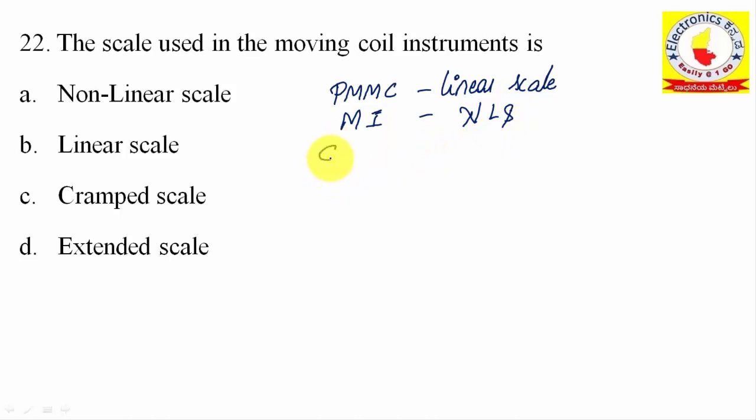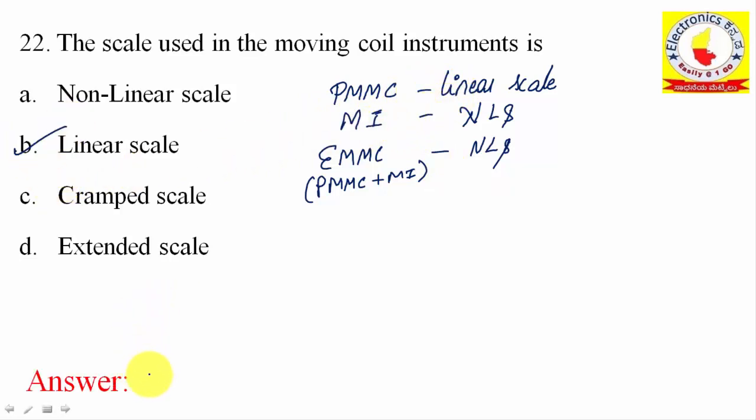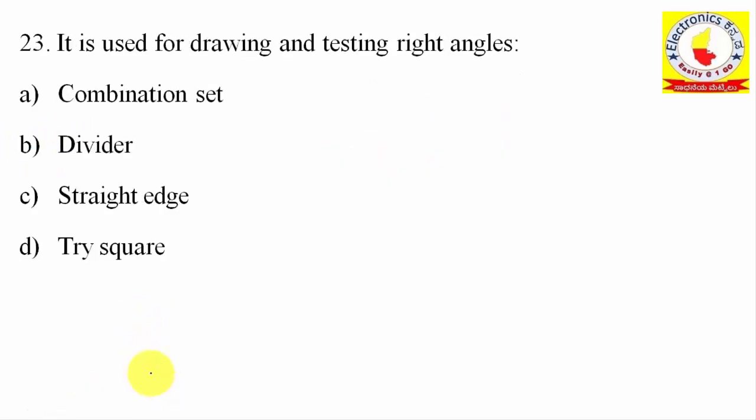And this electromagnetic moving coil is a combination of PMMC plus MI, right? So this is again non-linear plus linear will be non-linear only, right? So permanent magnet moving coil is going to make use of a linear scale. Option yav barutte? Option B is correct.